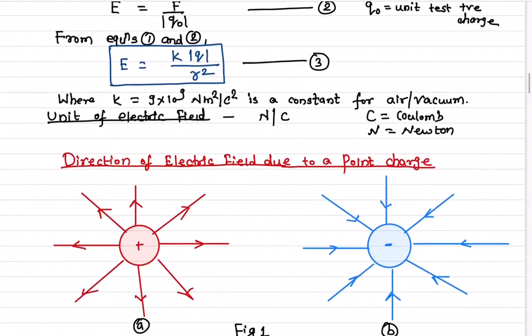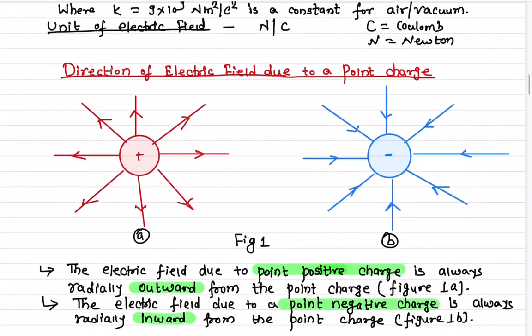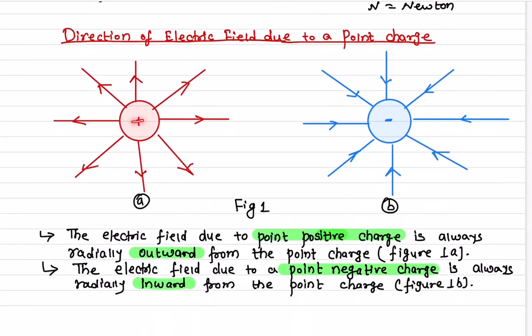So now let me talk about the direction. The electric field is a vector quantity. It does have a direction. If you have a positive charge, an isolated positive charge, then the direction of the electric field is always outward. It is always outward. And if you have a negative charge, an isolated negative charge, then the electric field is always radially inward.